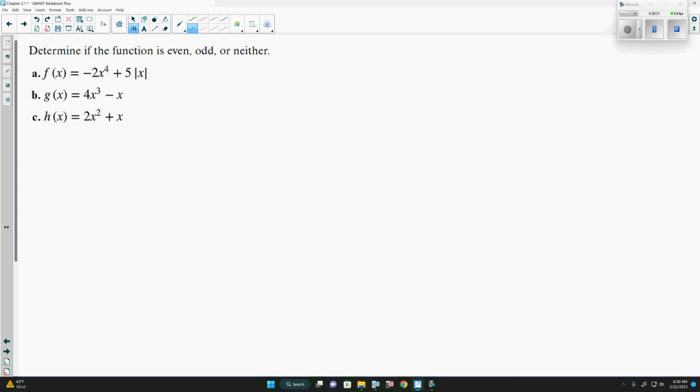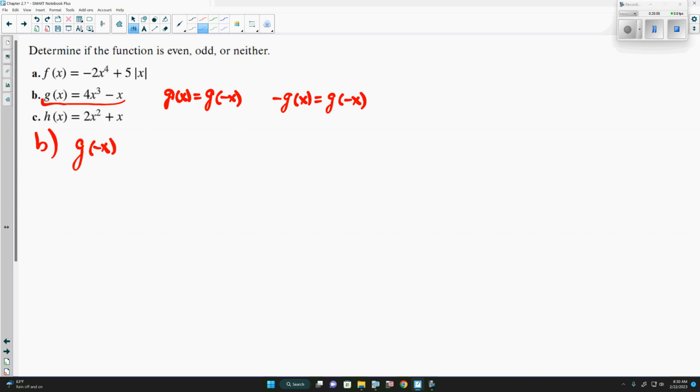Let's look at the next one, B. So we have what g of x is. Now if g of x is equal to g of negative x, then it's going to be even. And if negative g of x is equal to g of negative x, then it is odd. And if neither one of these is true, then it's going to be neither. So the first place we can start is seeing what g of negative x is. Because once we find out what g of negative x is, then we can see what the function is.